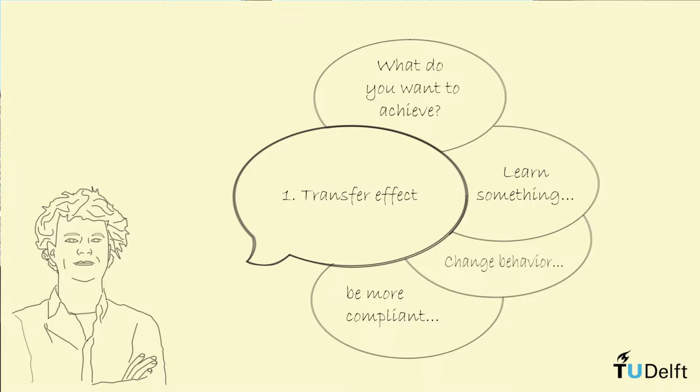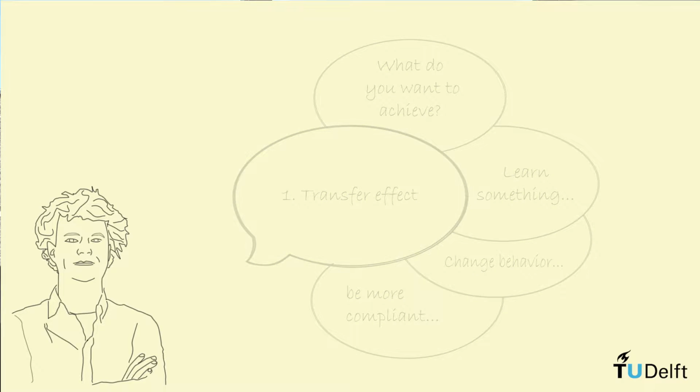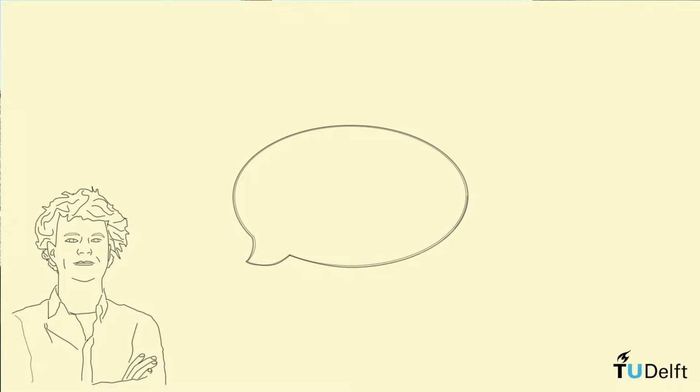Well, that's the transfer effect, and that's often forgotten, and you have to talk with all your stakeholders about specifying what is the transfer effect for your user. What are you designed for? What is your design goal? The second stage is the user context.